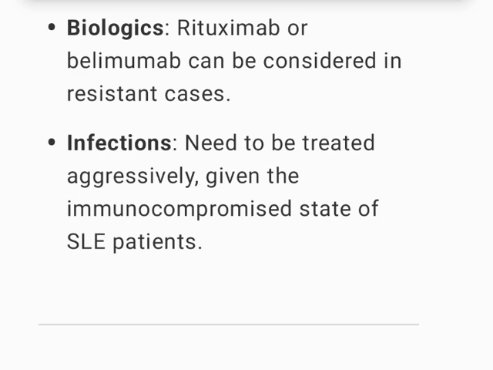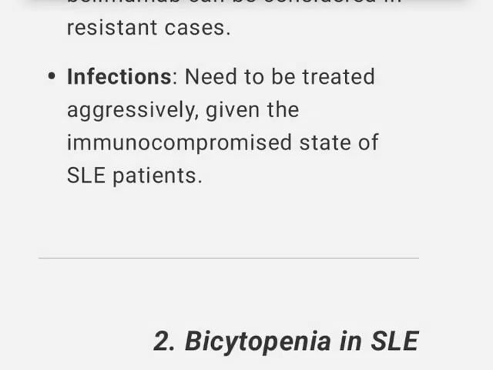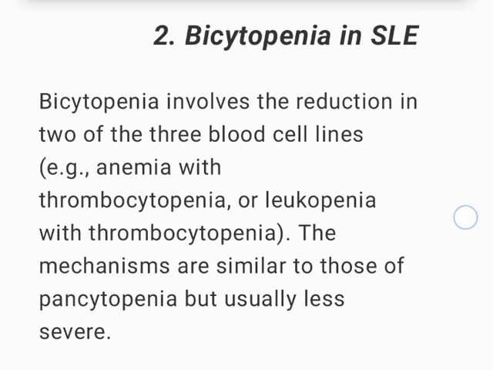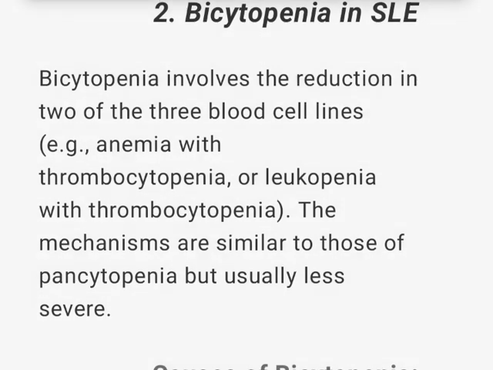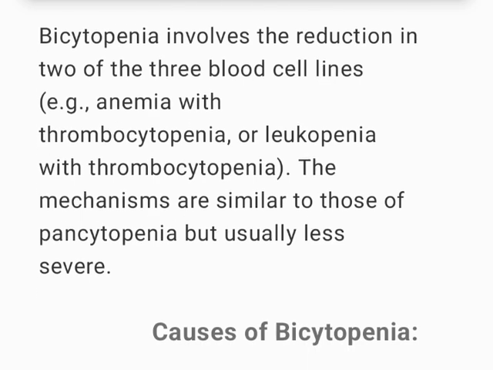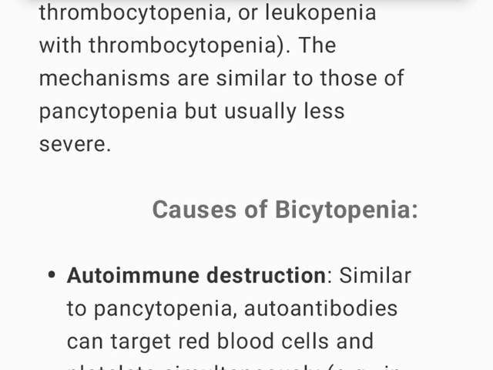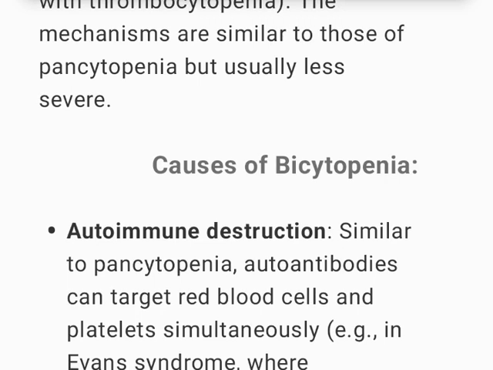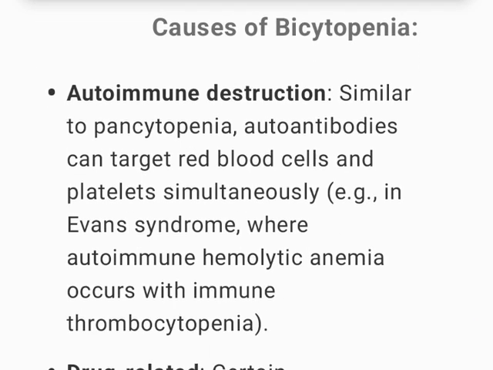Infections need to be treated aggressively given the immunocompromised state of SLE patients. 2. Bicytopenia in SLE. Bicytopenia involves the reduction in two of the three blood cell lines, e.g., anemia with thrombocytopenia or leukopenia with thrombocytopenia. The mechanisms are similar to those of pancytopenia, but usually less severe.